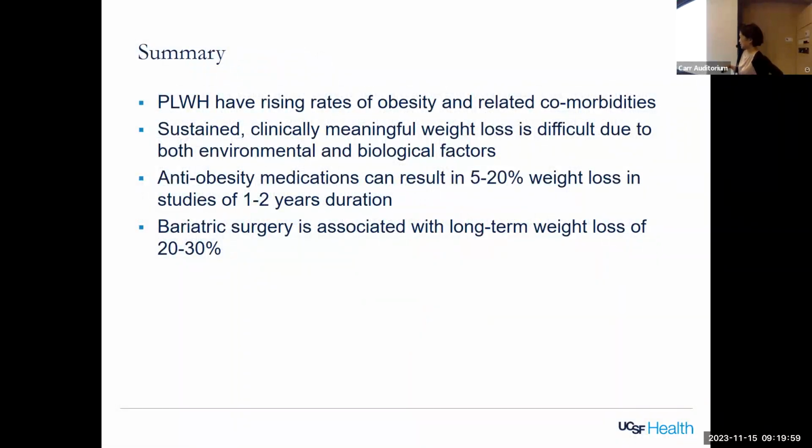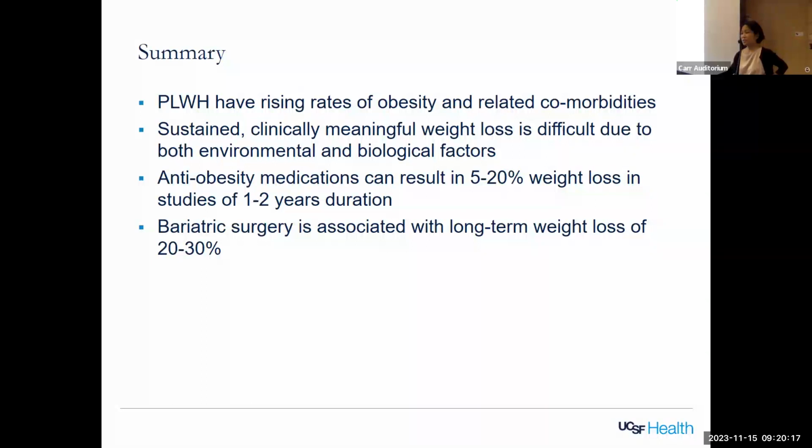Okay, so we'll just end here so we have enough time for discussion and questions. But in summary, Diana and I presented that people living with HIV have rising rates of obesity and related comorbidities. Sustained clinically meaningful weight loss is difficult due to both environmental and biological factors.